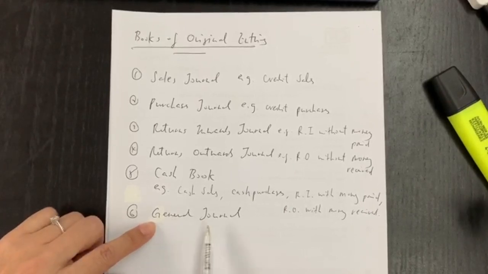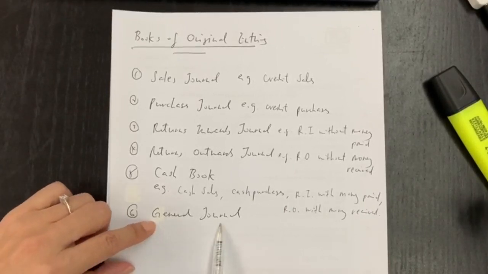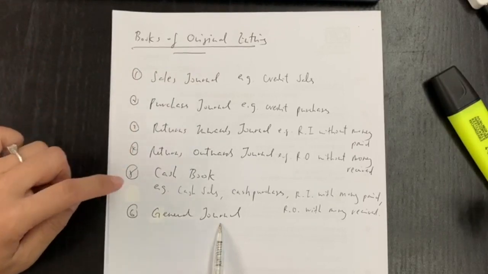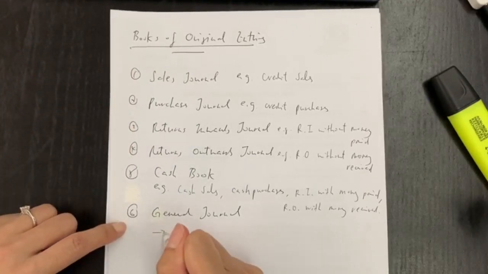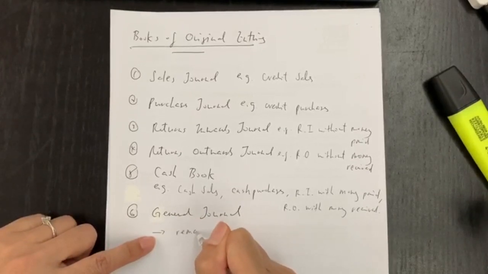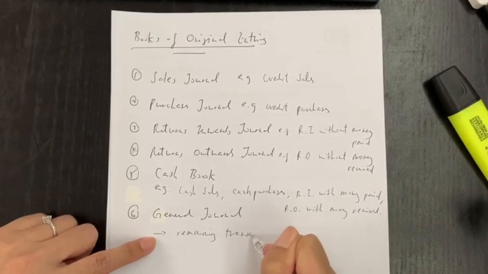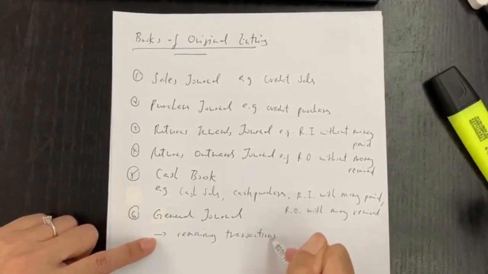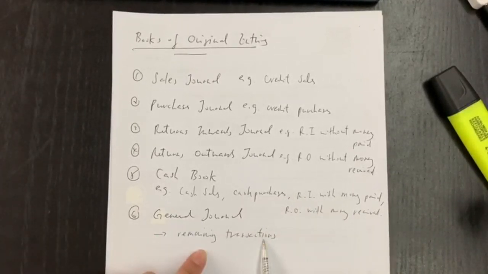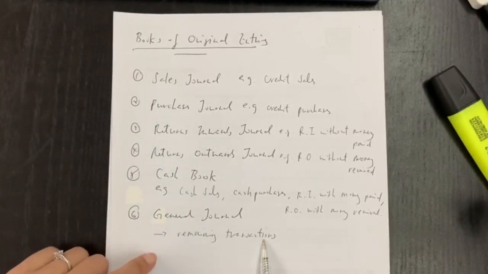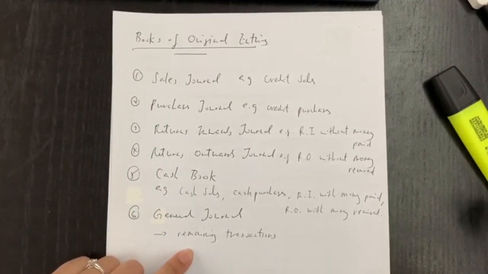Okay, so general journal, we put all the other things, they are neither in 1, 2, 3, 4, 5, and then the remaining things here. So remaining transactions, they are neither in 1 to 5, then it will be in the general journal.